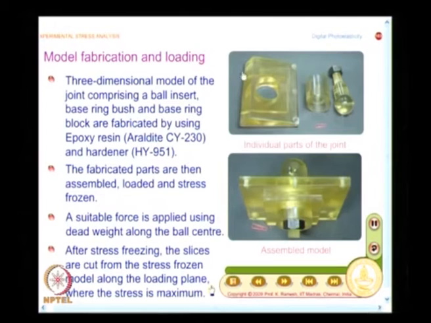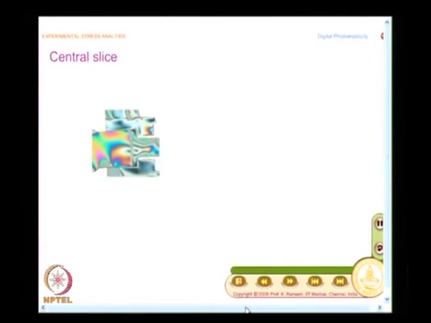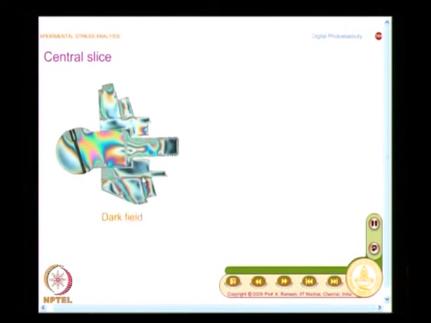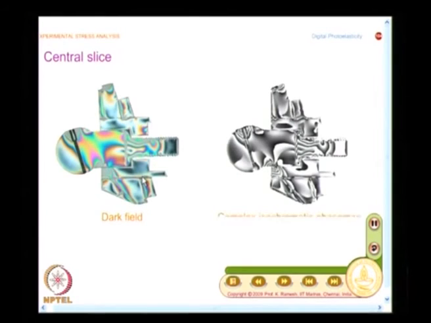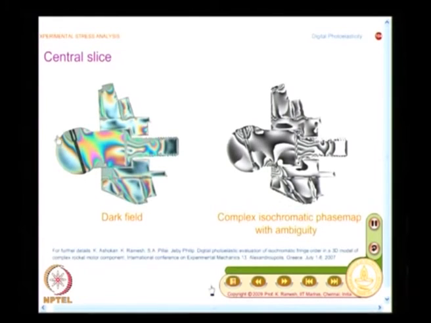This is just to give you a flavor of how a complex geometry has been analyzed, and you will see a beautiful set of fringe patterns. This is the central slice, and what you find here is, this is the ball, this is the bush, and these are the outer plates, and you see the threaded connection. And this also illustrates, you have seen a 3-dimensional model. From a 3-dimensional model, a 2-dimensional slice is taken.